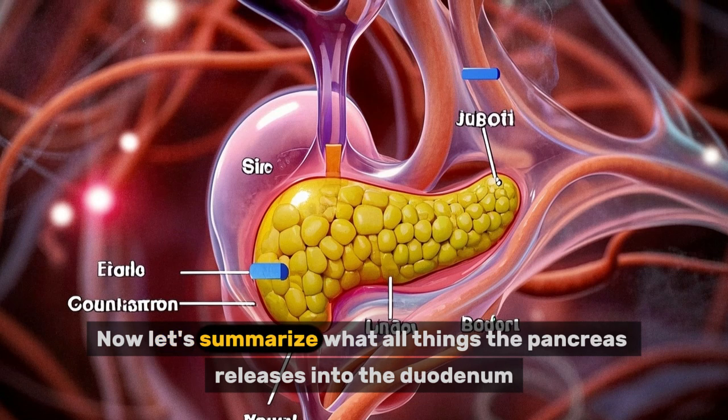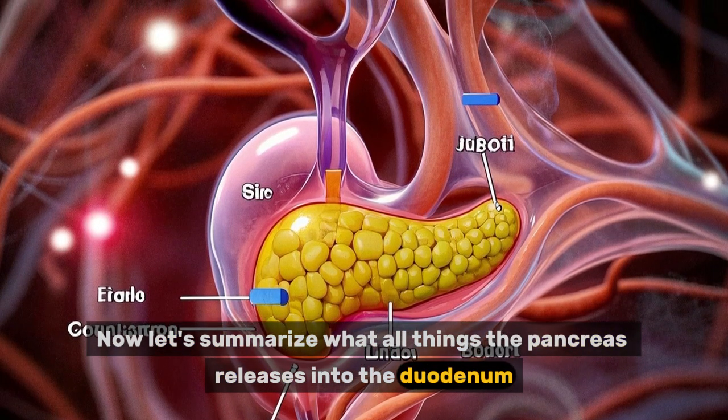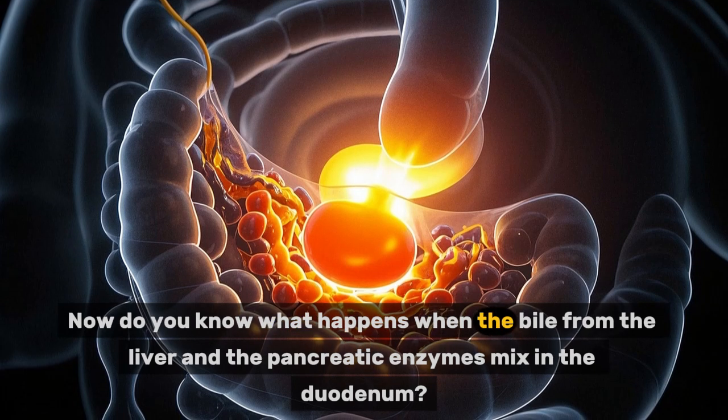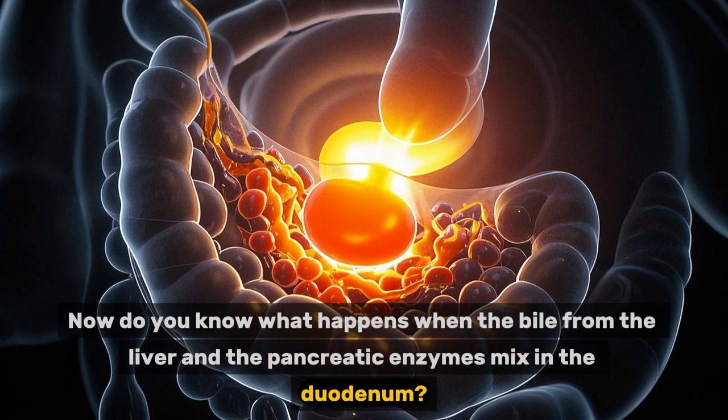Now let's summarize what all things the pancreas releases into the duodenum. Now do you know what happens when the bile from the liver and the pancreatic enzymes mix in the duodenum?